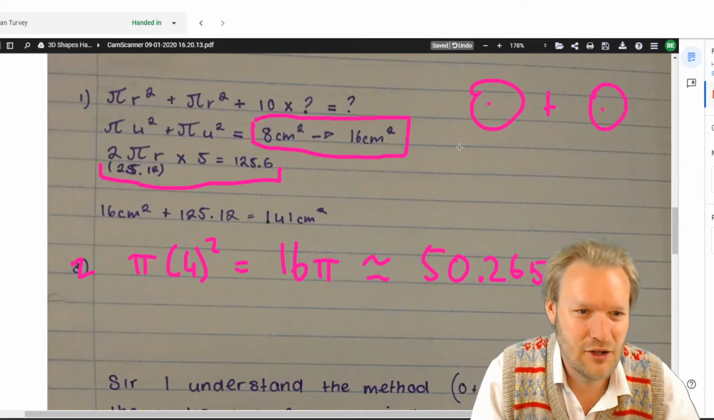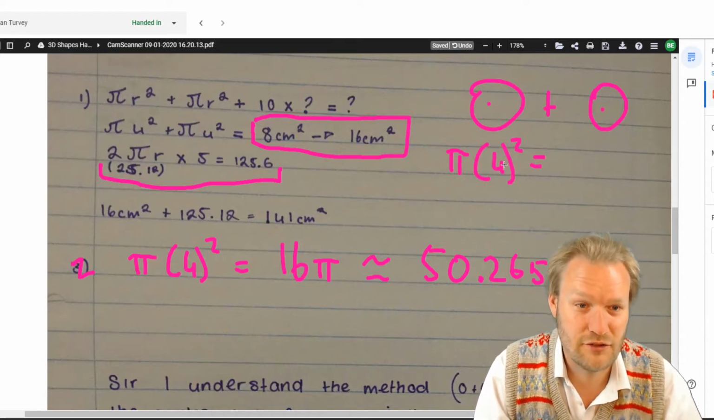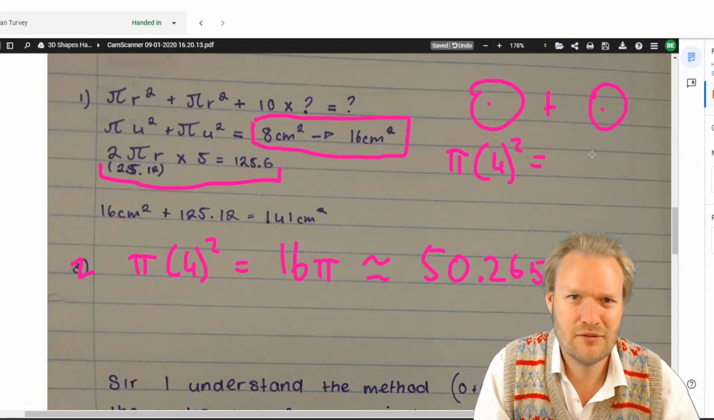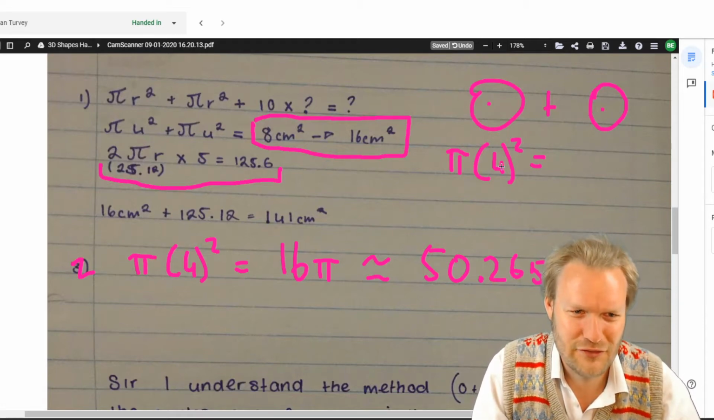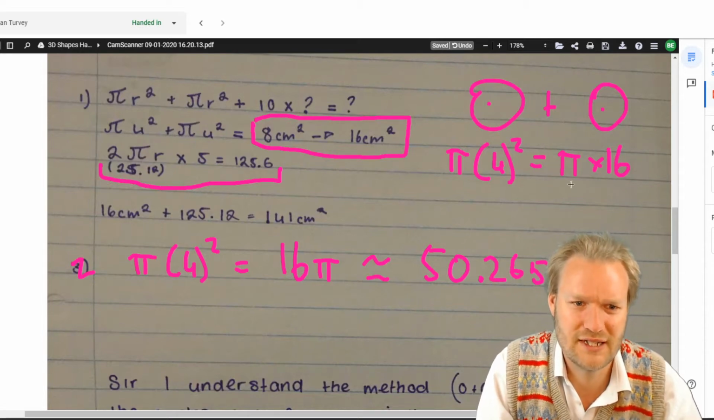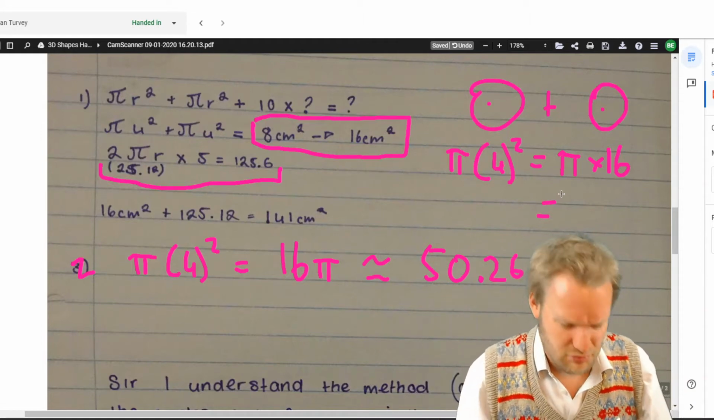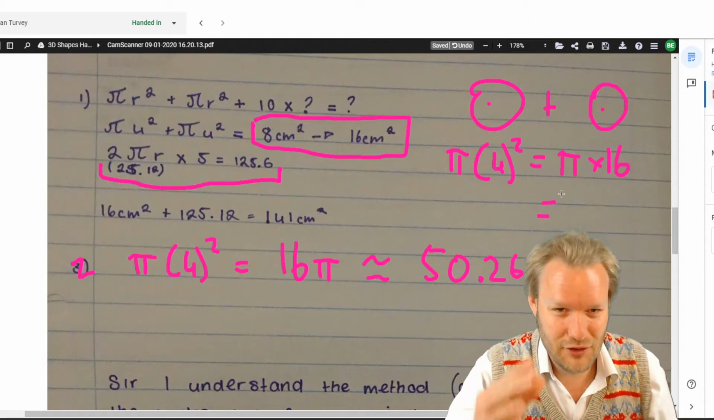Love it. Now, for that, when you go pi r squared, pi 4 squared, remember the squared is going to the 4, so 4 squared, and you're going to kick yourself because 4 times 4, that's what 4 squared is. So 4 times 4 is 16. So you got pi times 16, which if we were to write it, we'd write 16 pi. Now remember, pi is just a number.